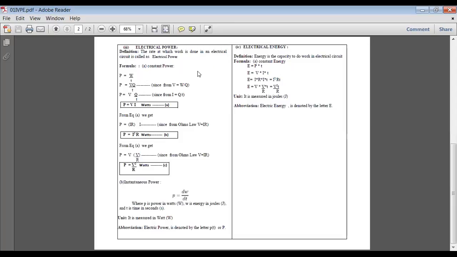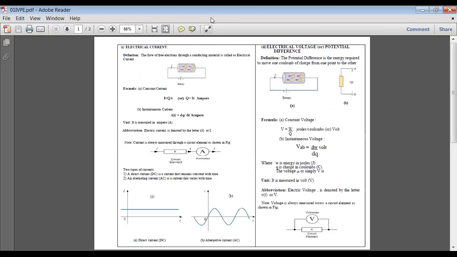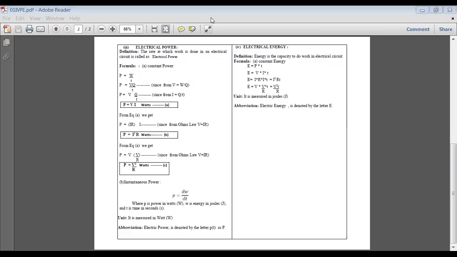Right. Electrical power: the rate at which work is done. What is electrical power? The rate at which work is done in an electrical circuit is called electrical power. There will be three formulas for constant power.